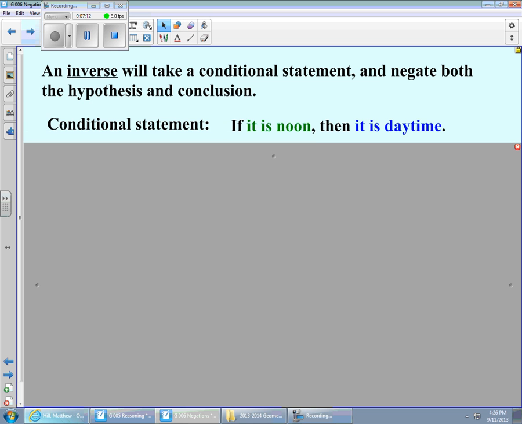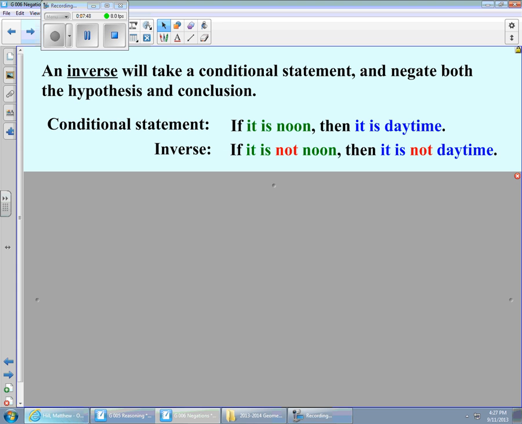Okay, so looking at the conditional statement that we began with, if it is noon, then it is daytime. Well, we're looking to negate these pieces of information. So what is the exact opposite of it being noon? Now, don't get reading into it or anything like that. Don't think, oh, the opposite of noon is midnight. Okay, now the opposite of noon is simply not noon. And daytime, the opposite of daytime isn't necessarily nighttime, because daytime and nighttime are only 5 minutes apart from each other when the sun sets. The opposite of daytime is simply not daytime.